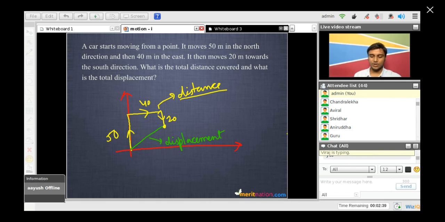If any one of you have any doubt, post your doubt in the ask and answer forum. Sandeep, kindly stop posting these smileys. Don't post these smileys on the chat box.